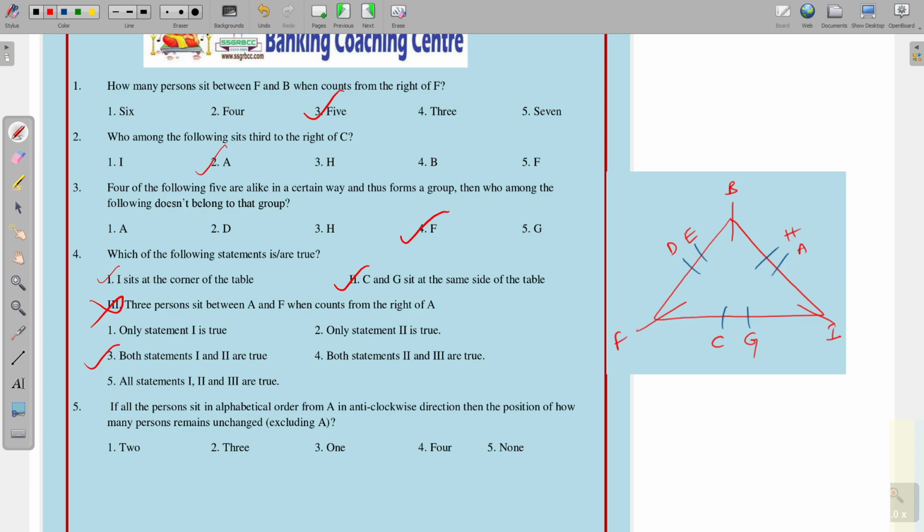All the persons sit in alphabetical order from A in anti-clockwise direction. So, how many persons remain unchanged excluding A? So, A, B, C, D, E, F, G and H. Only F is not changing. Only 1 person.